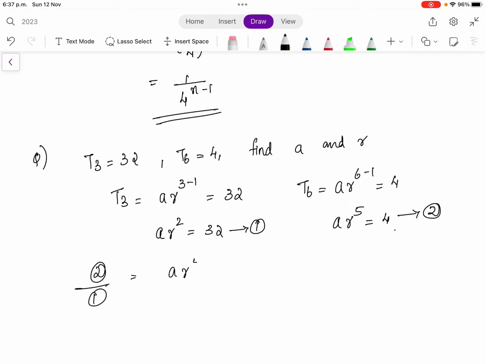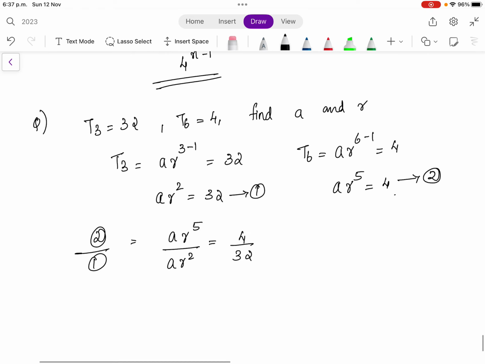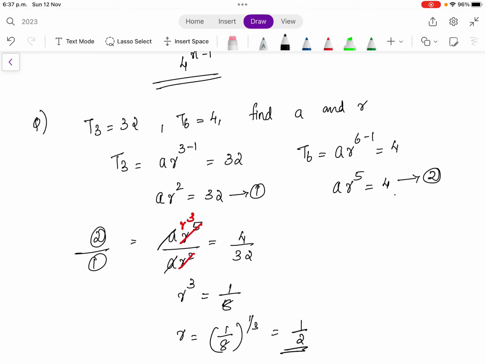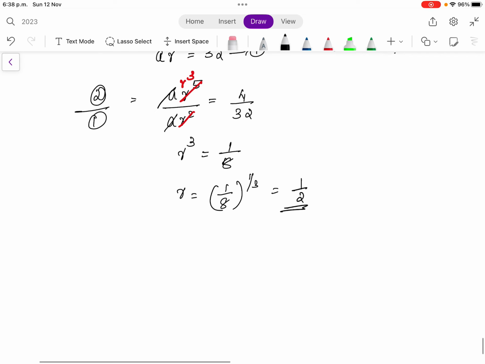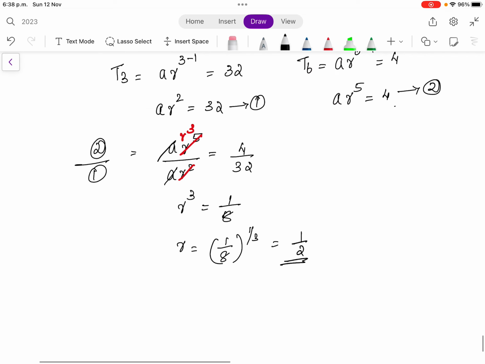So ar⁵ divided by ar² is equal to 4 over 32. So 2 divided by 1 is what I am doing. And here r² and r⁵ will get cancelled, that will become r³. A and a will get cancelled. So r³ is equal to 1 over 8. Then r is equal to 1 over 8 to the power of 1 over 3, which is equal to 1 over 2. So you have gotten r.